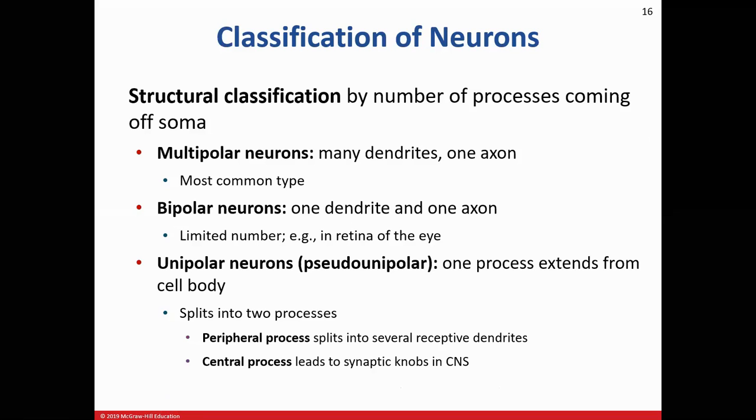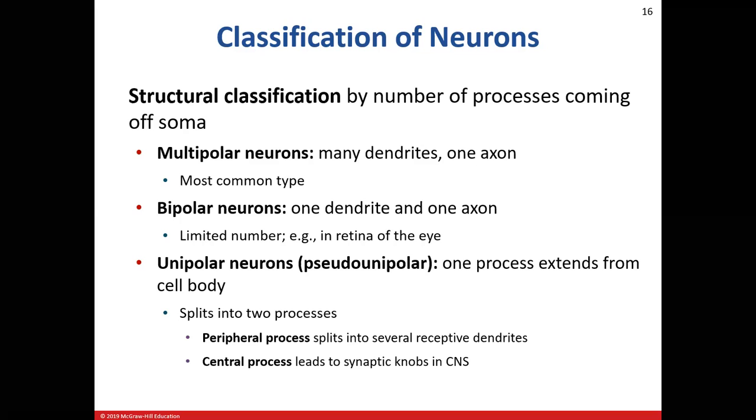So we have a multipolar neuron. With a multipolar neuron, we have many, many dendrites that come into the cell body, but we only have one axon coming off of the cell body. This is the most common type of neuron in the human body. It makes up approximately 99% or just over 99% of all of the neurons that we have.